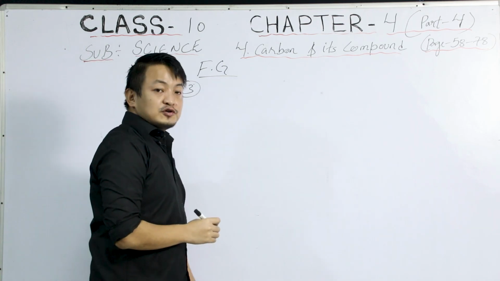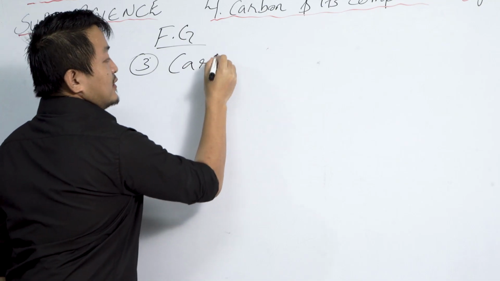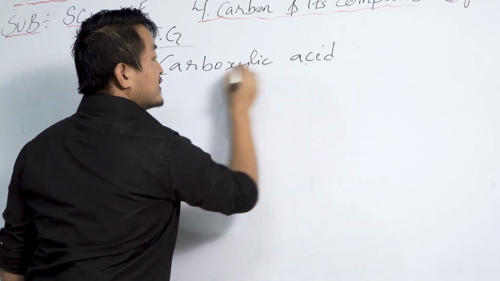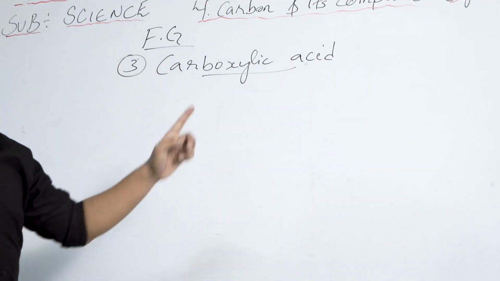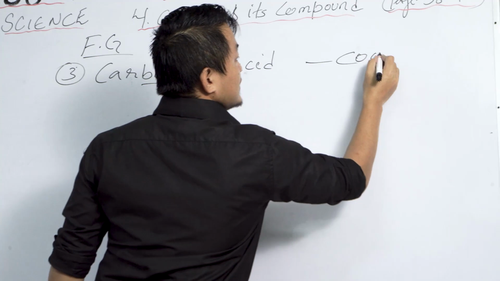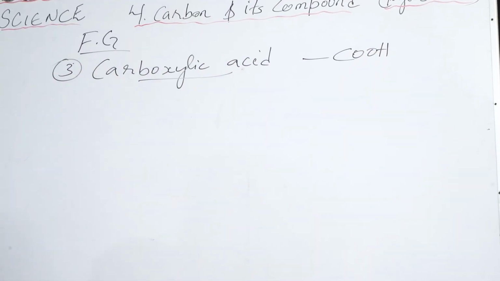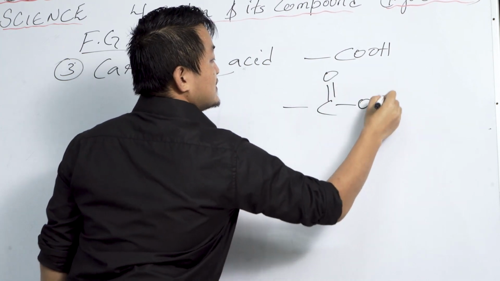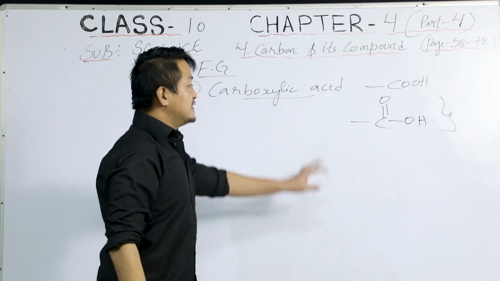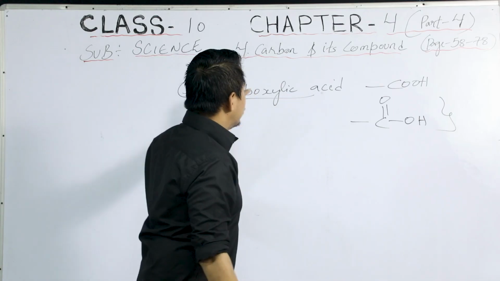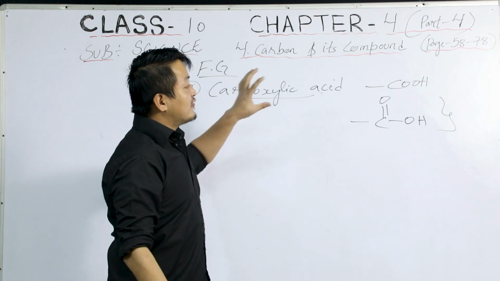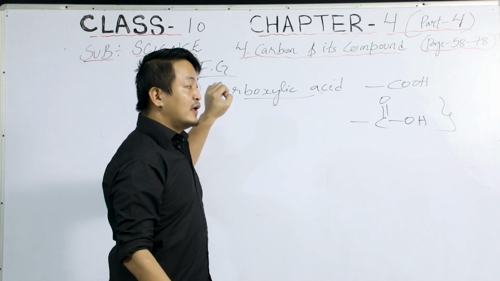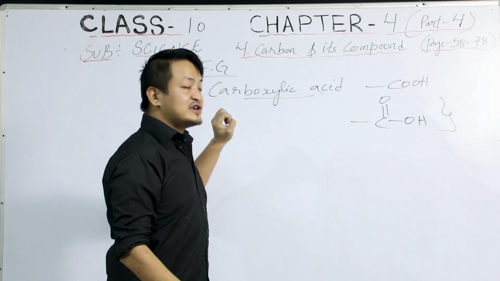The third type of functional group would be carboxylic acid. Clear? Carboxylic acid. This is the carboxylic acid, and you'll find it like this. This is the formula for carboxylic acid. Whenever we have this carboxylic acid as a functional group in a compound, the name would change.